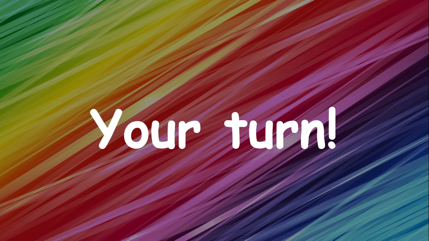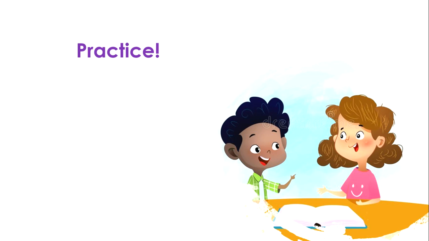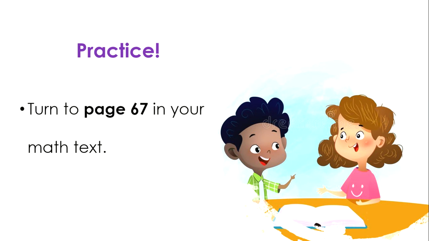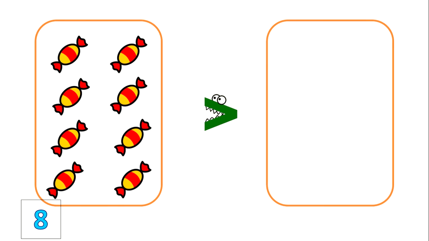Alright? Now it's your turn. You're going to practice for me. Turn to page 67 in your math textbook and you're going to do exercise 3. Now for those of you that went ahead and completed exercise 3, I have some practice for you guys here. So you'll be doing these for me.